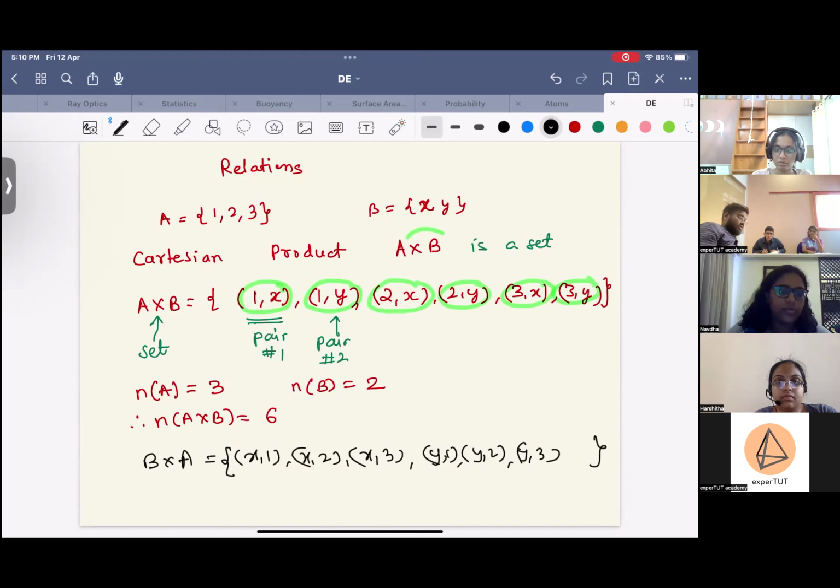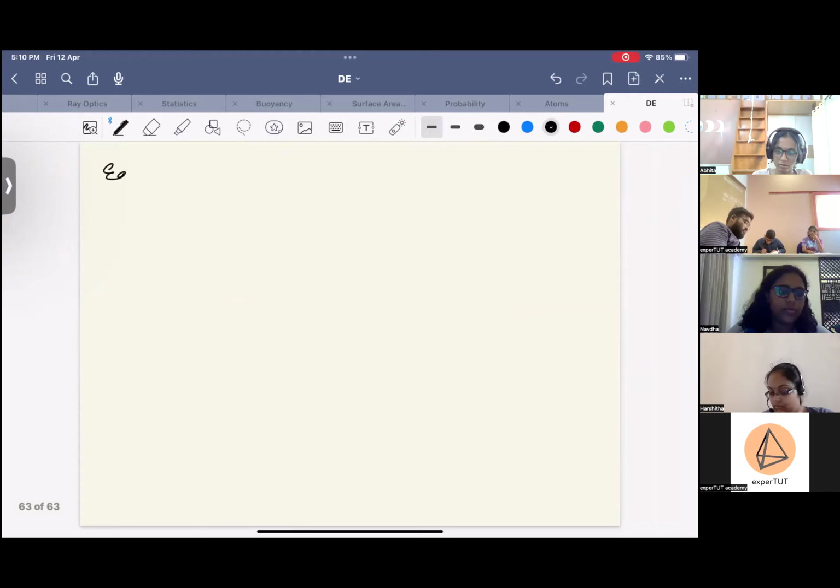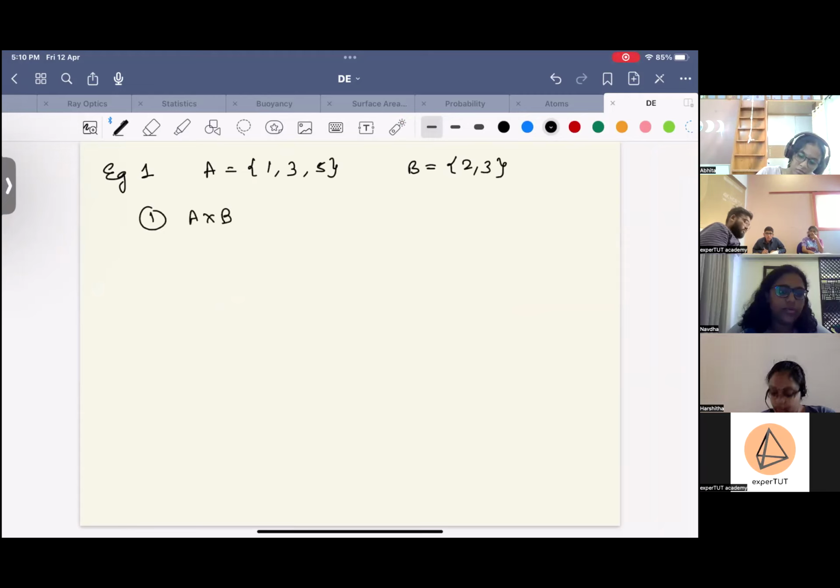Now you have to do these questions. I'm writing on the board. A is equal to 1, 3, 5. B is equal to 2, 3. First is A cross B. Second, you have to find B cross A. Right. Start writing. Easy questions. A cross B intersection B cross A.